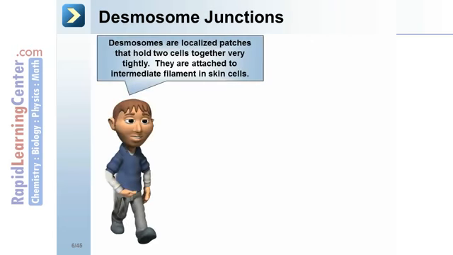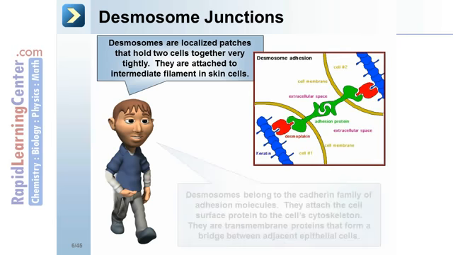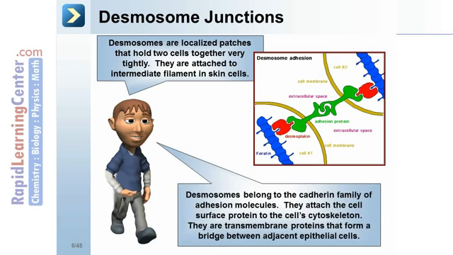Desmosome junctions. Desmosomes are localized patches that hold 2 cells together very tightly. They're attached to intermediate filaments in skin cells. Desmosomes belong to the cadherin family of adhesion molecules. They attach the cell surface protein to the cell's cytoskeleton. They are transmembrane proteins that form a bridge between adjacent epithelial cells.